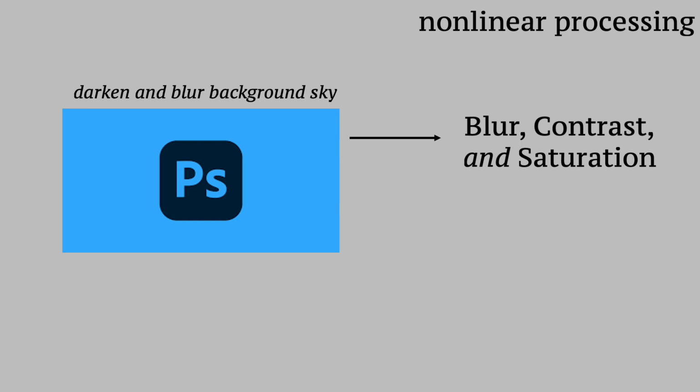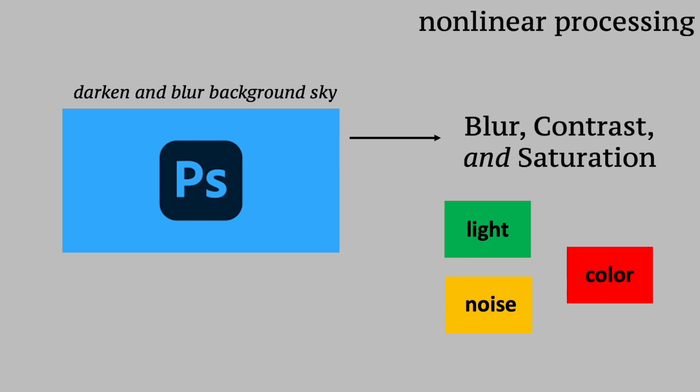So darken and blurring the background sky in Photoshop deals with light, noise, and color.